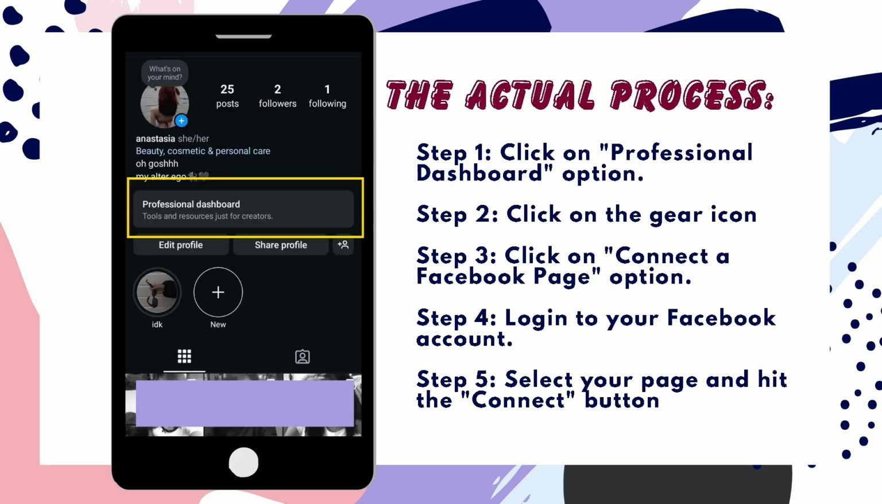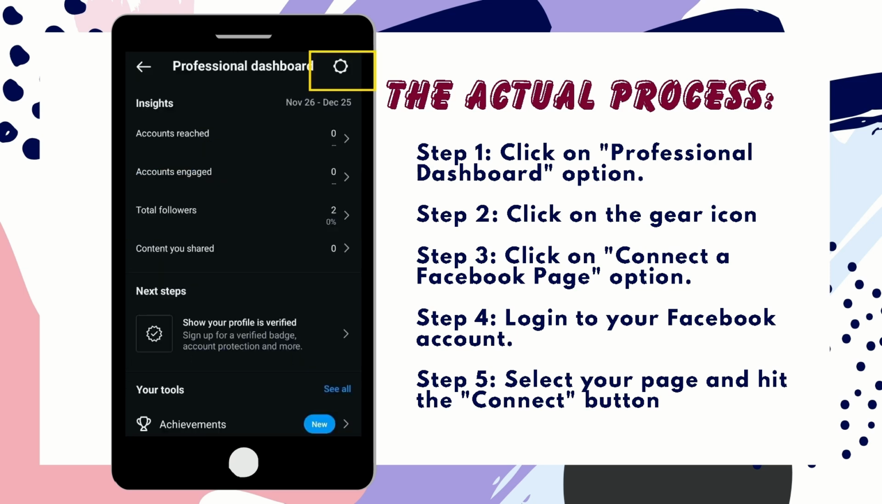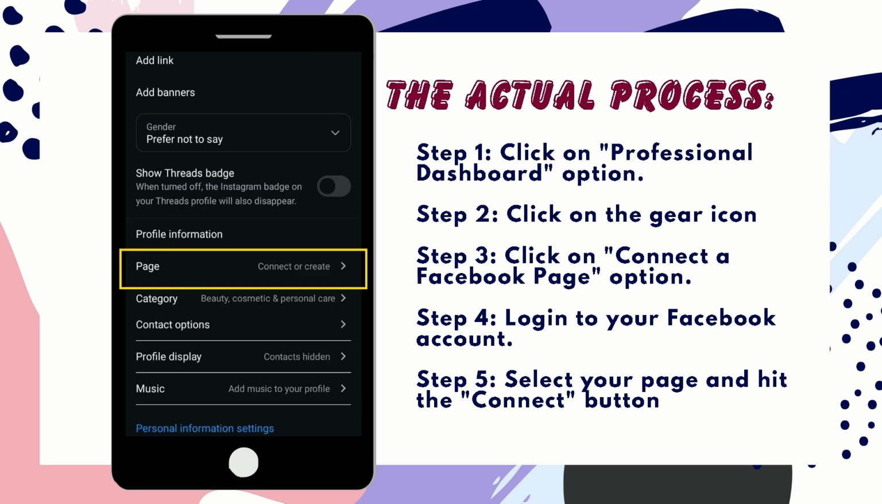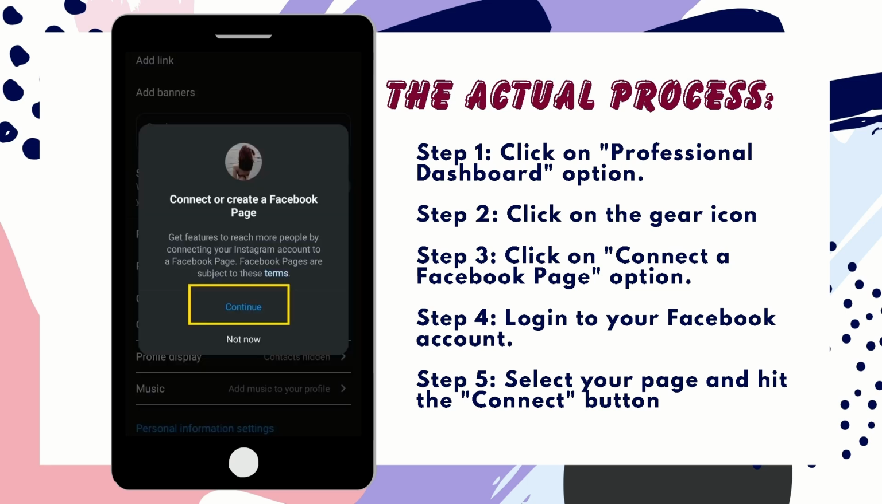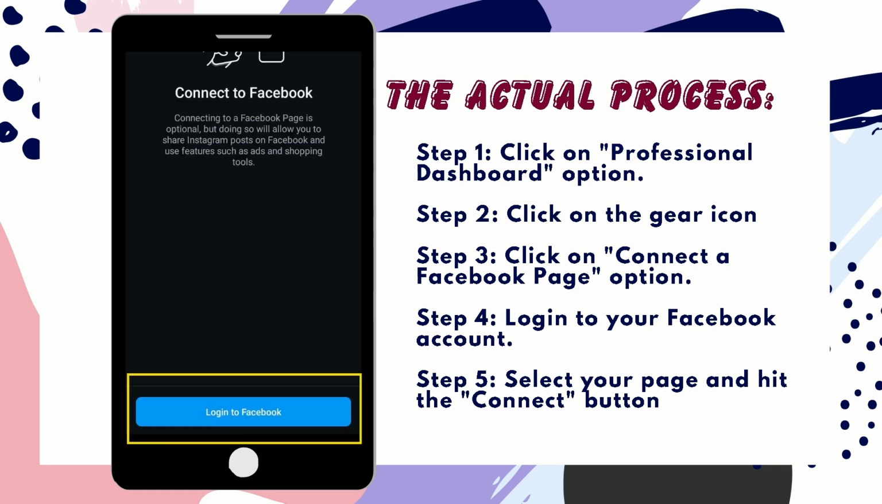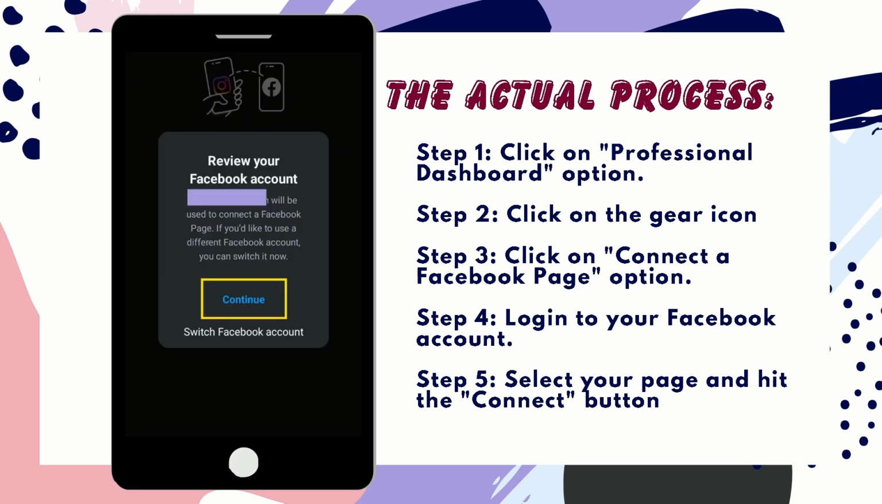The actual process is by clicking on the Professional Dashboard option. Step 2 is to click on the gear icon located on the upper right corner. Click on the Connect a Facebook page option and log into your Facebook account. Lastly, select your page and hit the Connect button.